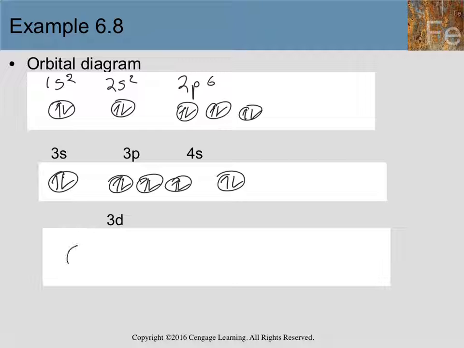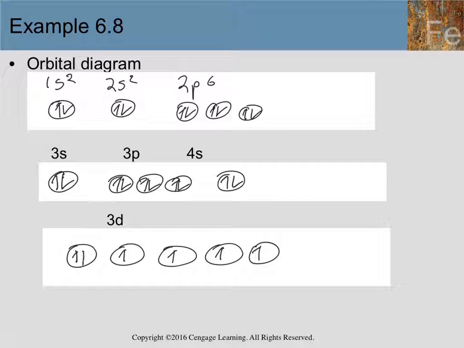Then finally for the D, we're going to have 5 orbitals, and I will put these in the order that they would fill. So we're going to go up, up, up, up, up, like that, and then 1 more down.